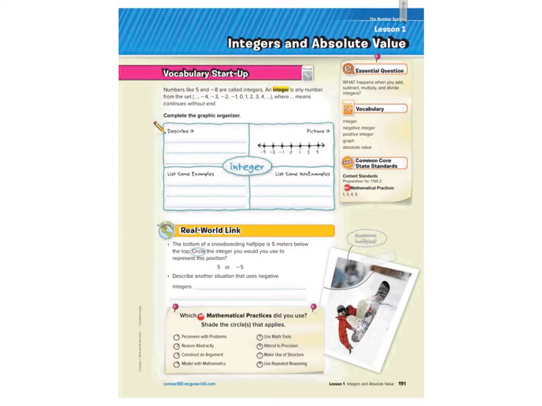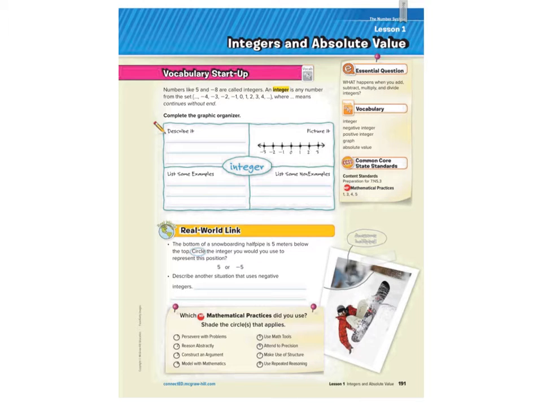Numbers like 5 and -8 are called integers. An integer is any number from the set that has no beginning and no end, and it includes all of the counting numbers, 0, which is a whole number, and the opposites of those numbers, which are negative integers: -1, -2, -3, and so on.